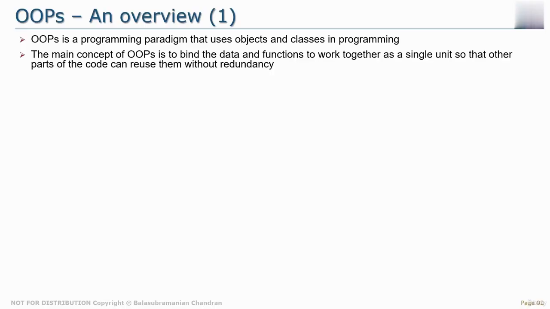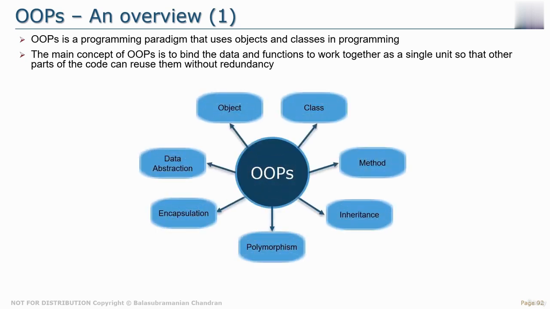OOPS is a programming paradigm that uses objects and classes in programming. The main concept of OOPS is to bind the data and functions to work together as a single unit so that other parts of the code can reuse them without redundancy. The terminologies used in object-oriented programming are object, class, method, inheritance, polymorphism, encapsulation, and data abstraction. Let's see each one of them in detail.